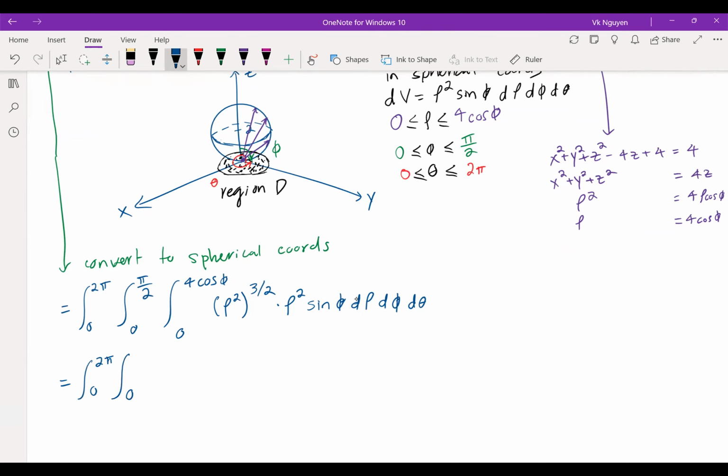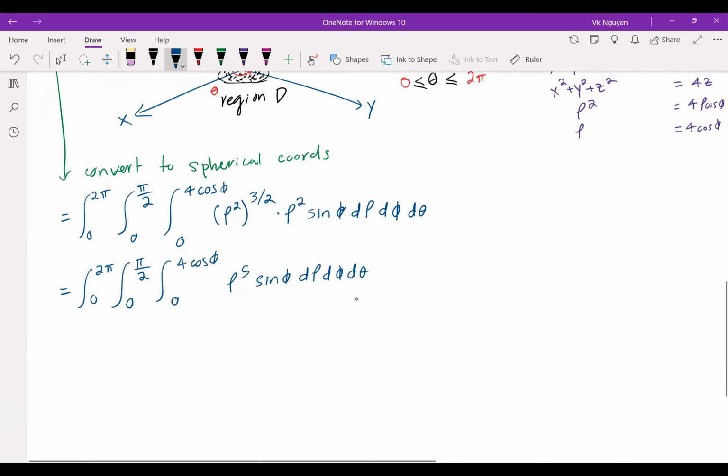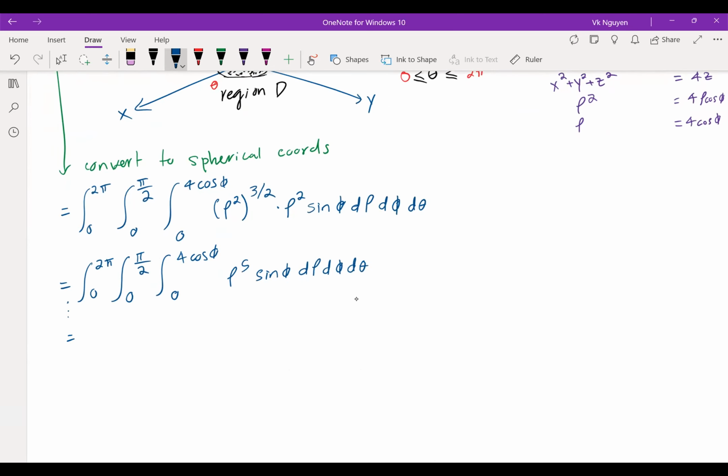I'm going to focus the time on helping you guys set up a few more problems. Work it out. You can do it. Make sure that you get the answer to be 4096 pi over 21.